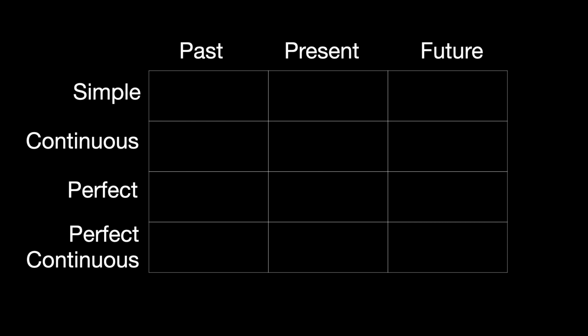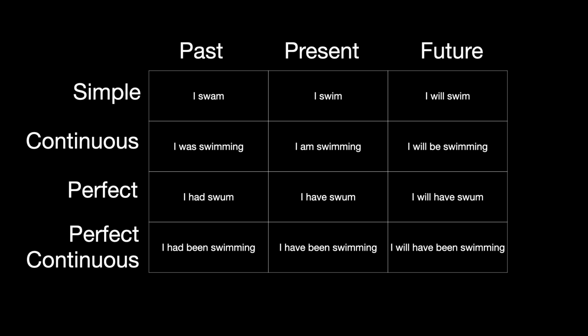Now, let's go ahead and fill in this chart with an irregular verb like to swim using the subject I. In the simple present, we have I swim. Simple past, I swam. Future, I will swim. Continuous is easy too. We're quite familiar with these. I am swimming, I was swimming, and I will be swimming, and they'll work just fine.